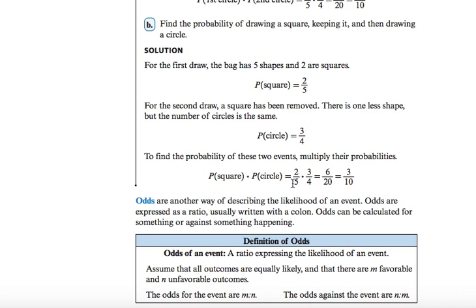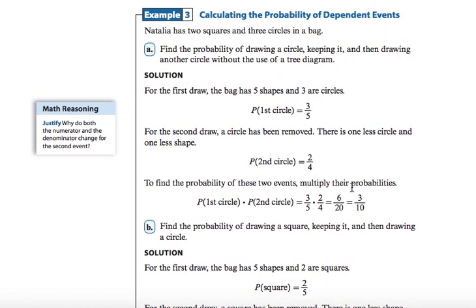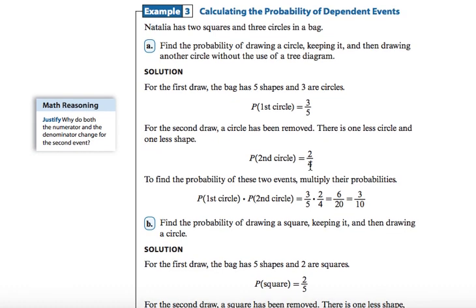2/5 times 3/4. 2 times 3 is 6. 5 times 4 is 20. And you get a probability of 3/10 by reducing again. So in both of these examples, your dependent events, you've got a first event that's happening, then something changes. Notice your new probability is different because it's got a different denominator, different total outcomes, because one of those things has most likely been removed. The math is the same because you're calculating by multiplying both of those things in the first event and the second event together.